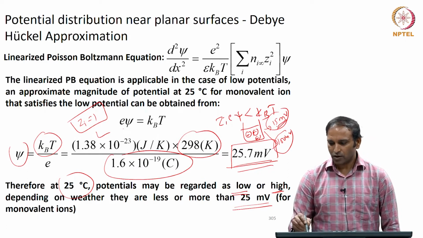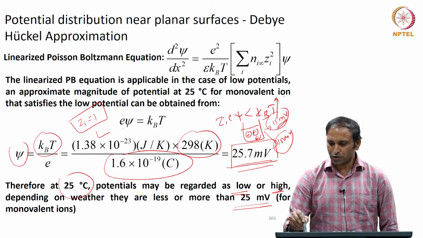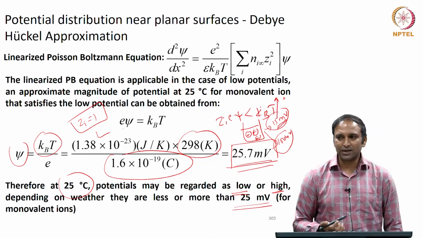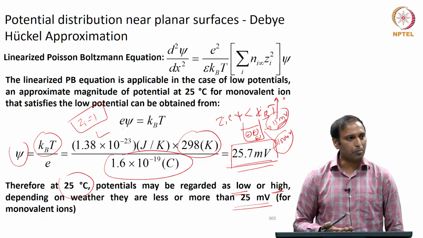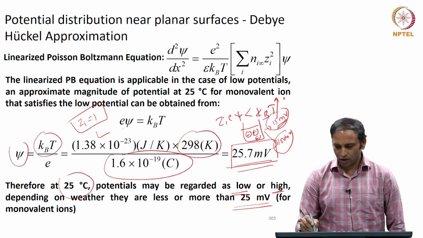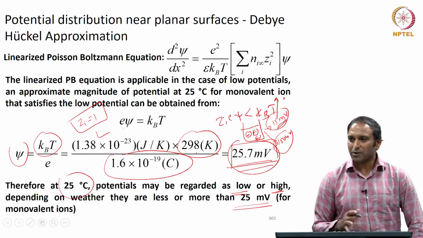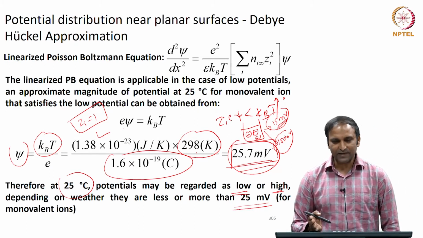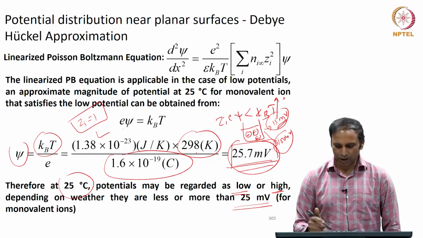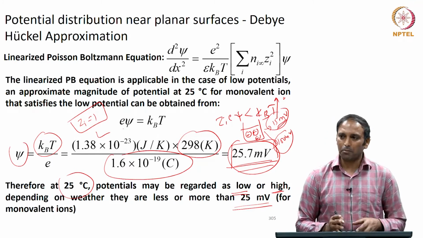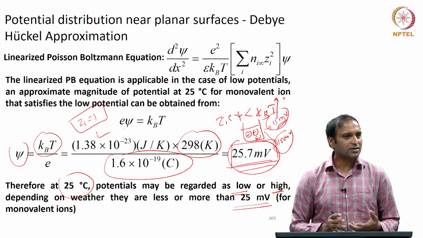Of course, the closer to 0 it is, the less important your charge interactions may be. Therefore, you can keep this 25 millivolts in mind: if the surface potential is 25 millivolts or lower, such systems exhibit very limited stability because of the electrostatic effects.